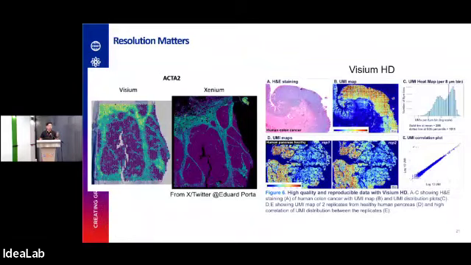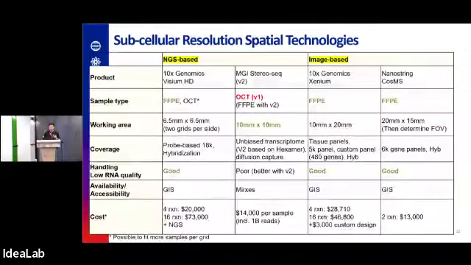So resolution does matter. What you see on the left is the Visium-Xenium comparison. And clearly there are key differences in the granularity. On the right-hand side, you have the Visium HD. So having higher resolution is going to be extremely helpful. I just made this table. It's very rough, could be a bit outdated, but there are generally two spatial platforms, either NGS-based or image-based.